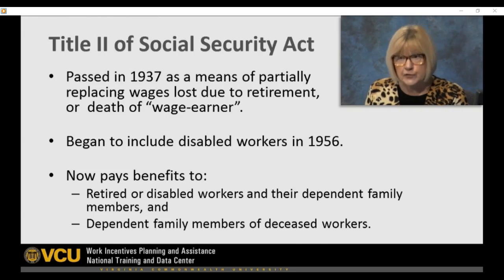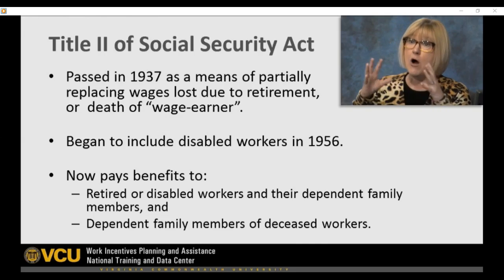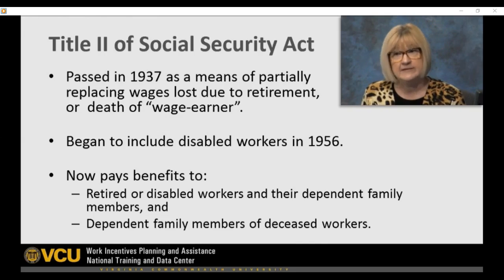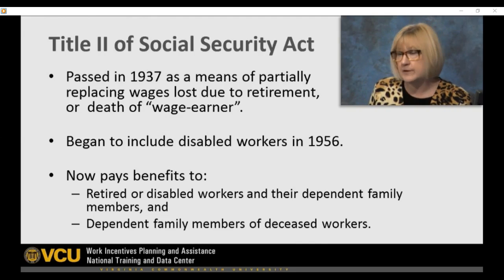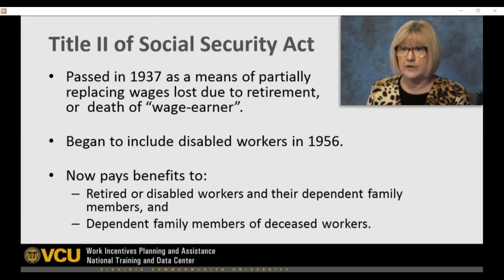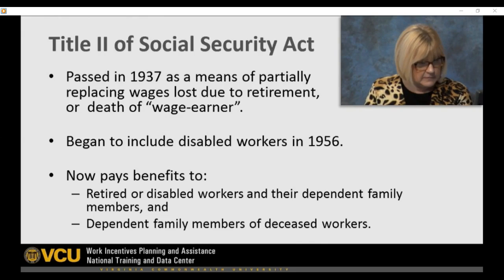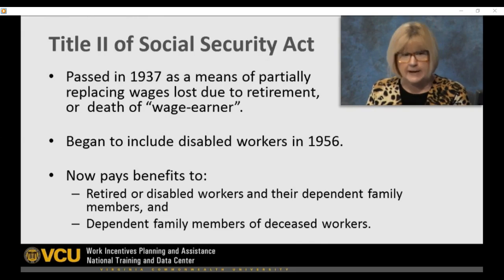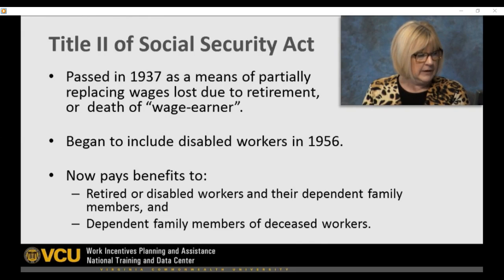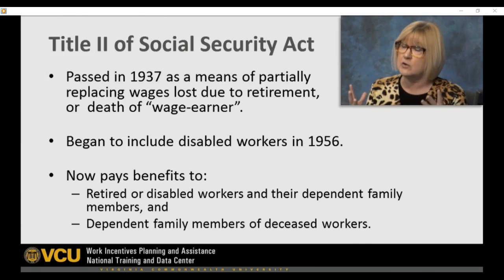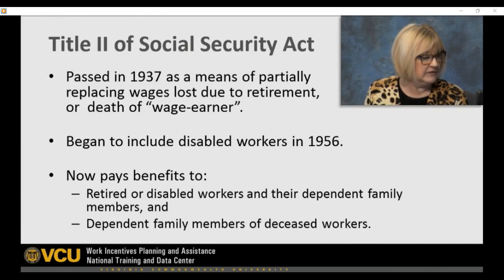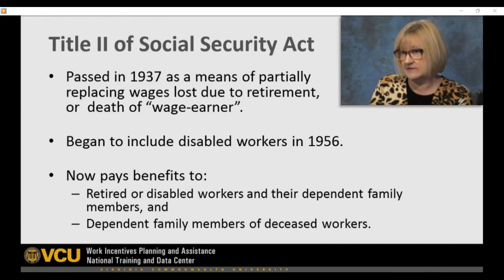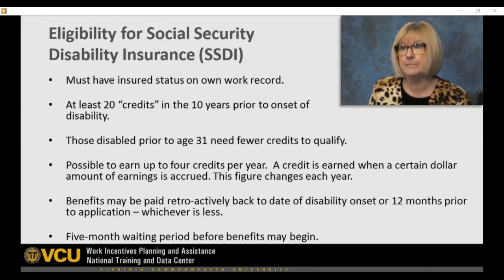Now, Title II of the Social Security Act, that includes all of the benefits really except SSI. And if you have any familiarity with Title II programs, you'll know that it's retirees, it's people with disabilities, it's dependent family members. You can get benefits based on disability, but also retirement for family members and deceased workers. So it's big. Title II is the bulk of the Social Security benefits, everything except the SSI program.